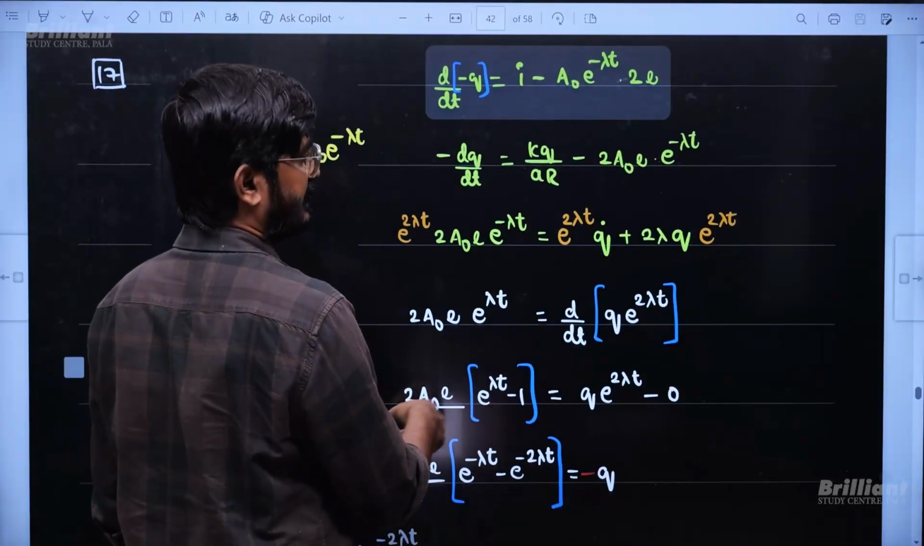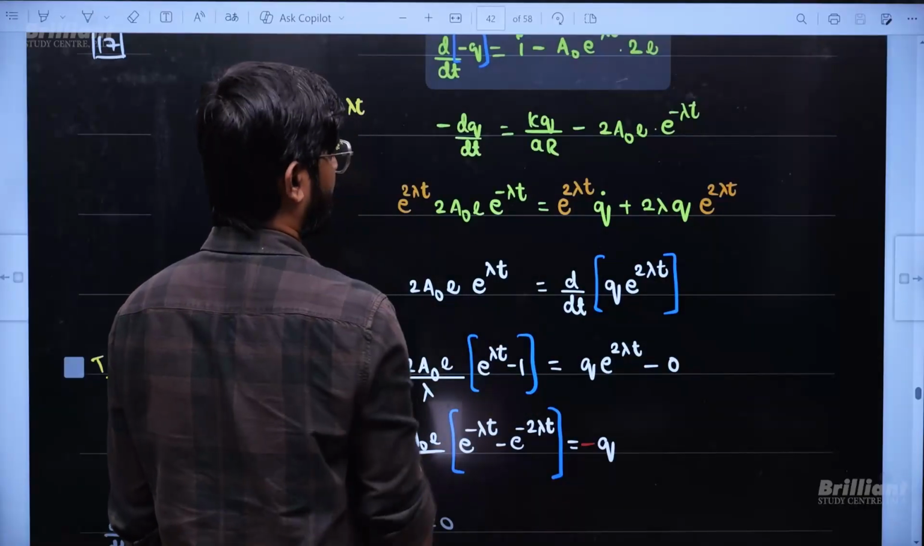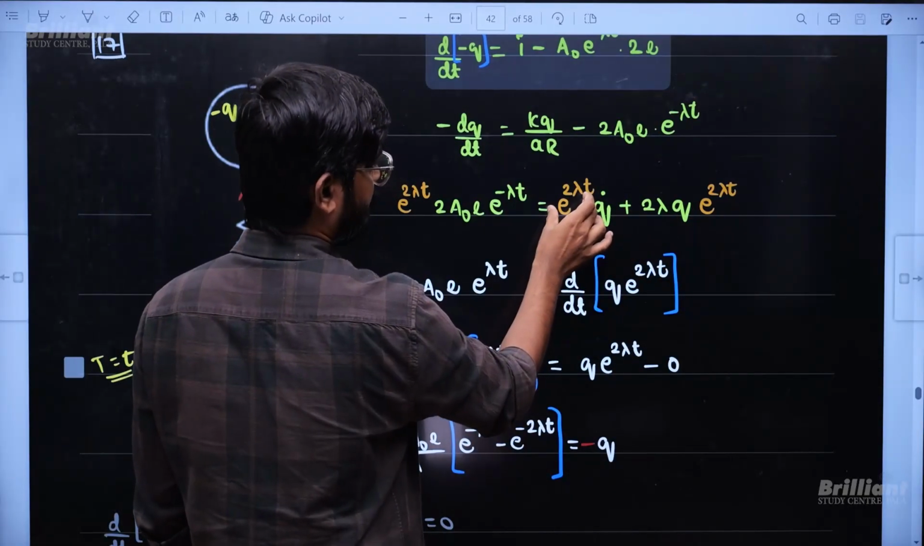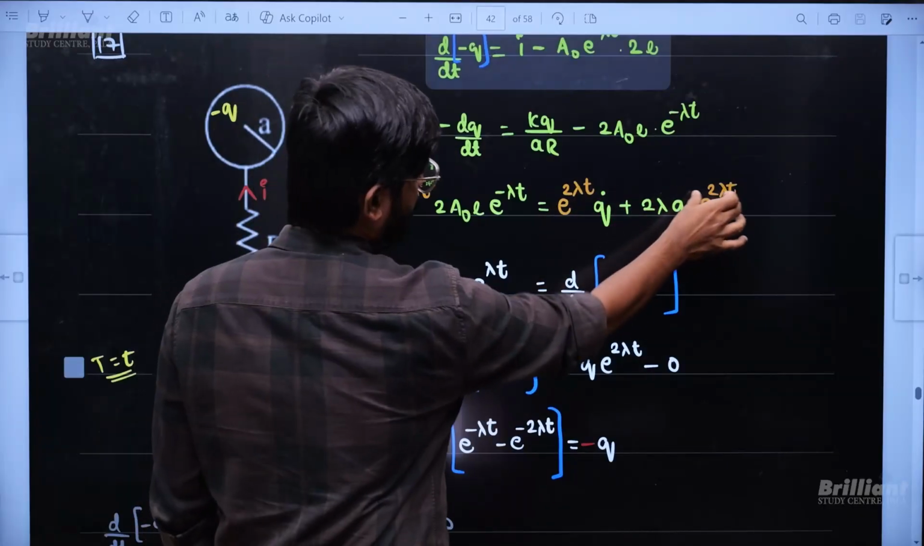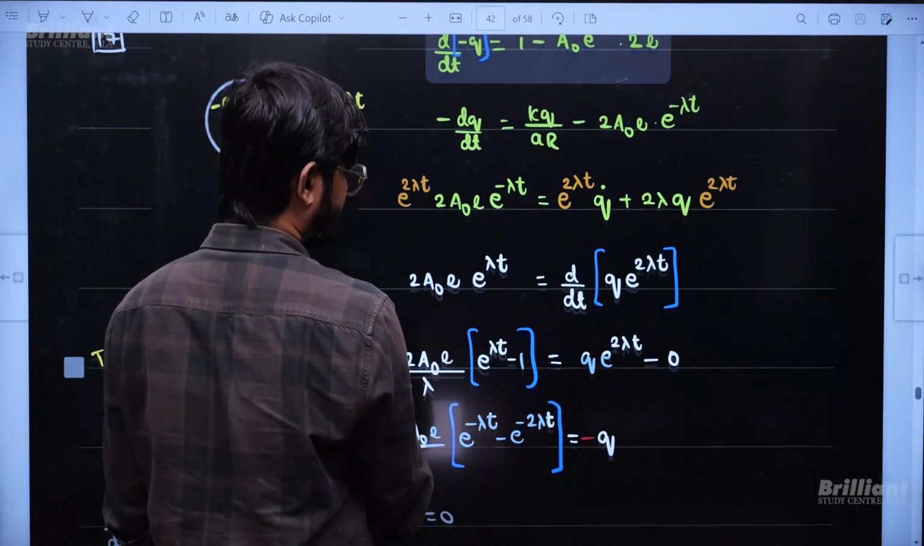I think you will be knowing the integration factor. So when you multiply this equation with e power 2 lambda t, that should make sense to you. 2 lambda is coming here. So if you put e power 2 lambda t, its differentiation is going to be this much. Then you can club them and you can integrate.